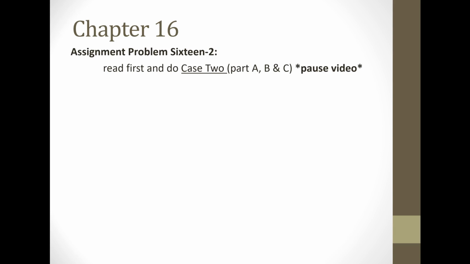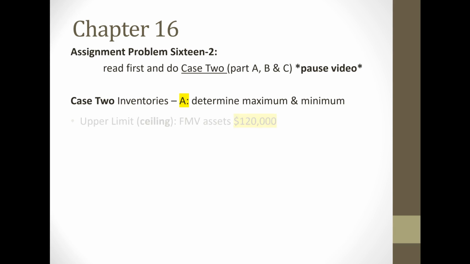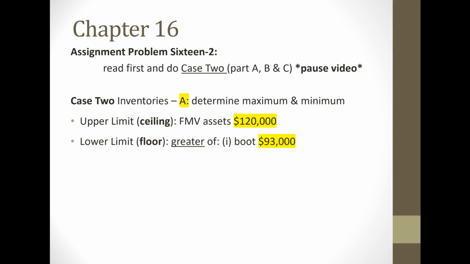Okay, let's take a look at the solution for case number 2. Case number 2 involves inventories. Part A, we're going to determine the maximum and also the minimum transfer price. Now the maximum is the upper limit or the ceiling, and that's going to be the fair market value of the inventory, which is $120,000.